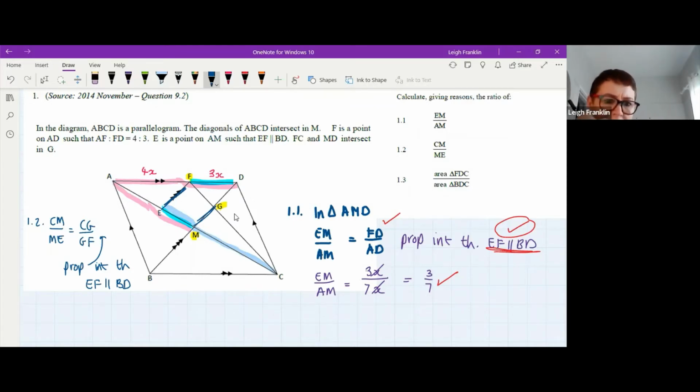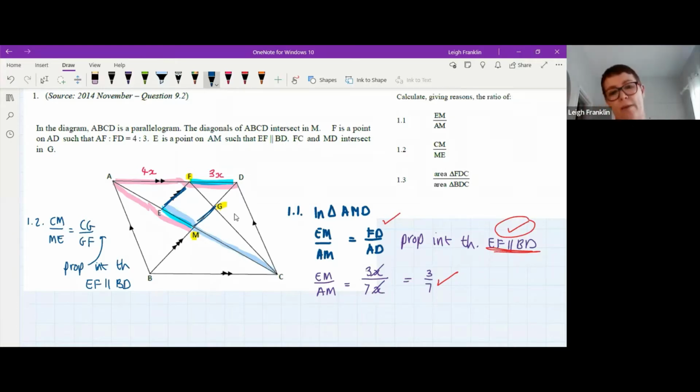Okay, so now saying that it's equal to CG over GF, do we know anything about CG and GF? No. Okay, so what we've said is true, but does it lead us to a solution? No, ma'am. Okay, so maybe that's not the way that we need to get to the answer. All right, so when something like this happens, don't say, oh, I've gone wrong. There's just something else going on here that we haven't actually seen yet. All right, so what else could CM over ME be equal to?